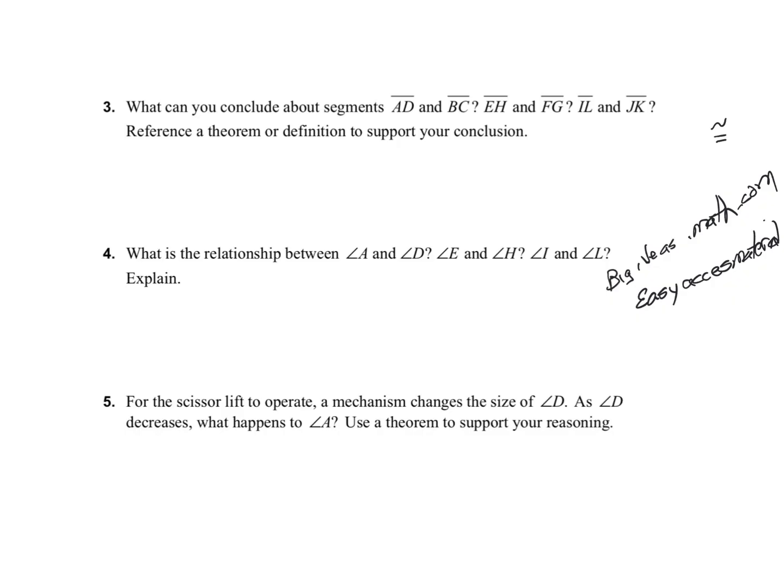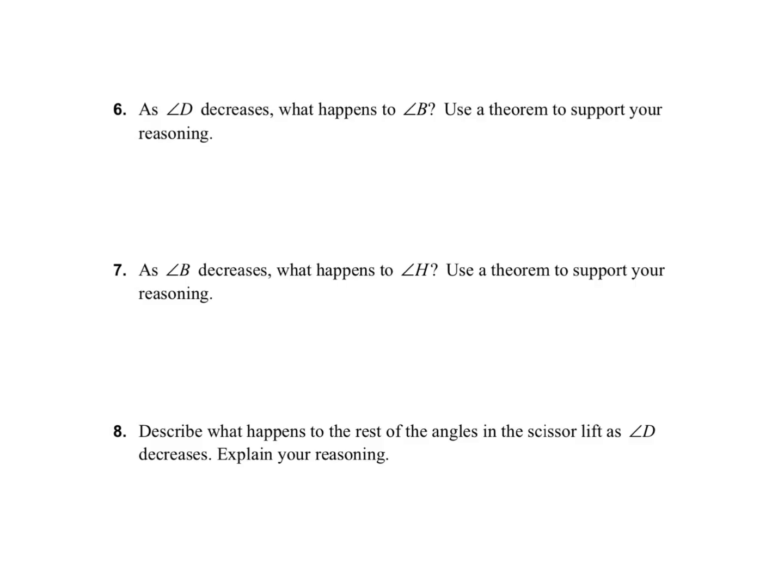Question 5, for the scissor lift to operate, a mechanism changes the size of angle D. So you need to look at this and say, as angle D gets smaller, narrower, what happens to angle A? And you need to use a theorem to support that. Question 6, if angle D increases, then what happens to angle B? Again, use a theorem to support your reasoning. 7, as angle B decreases, what happens to angle H?